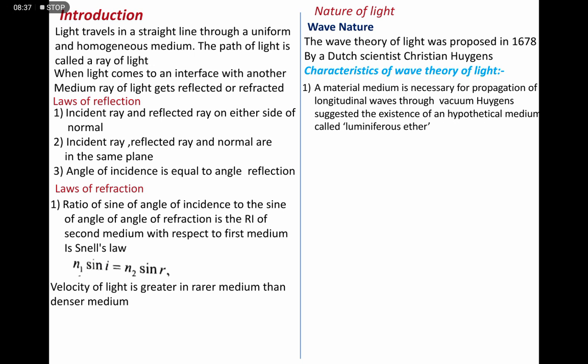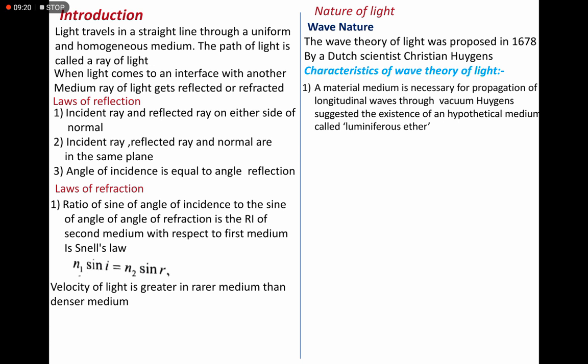Actually, light is an electromagnetic transverse wave. Foucault is the scientist who later studied the nature of light and proved that light is not a longitudinal wave, it is an electromagnetic transverse wave. Electric and magnetic vectors are perpendicular to each other, and these vectors are perpendicular to the direction of propagation of the wave. Already we studied these vectors in 11th science.